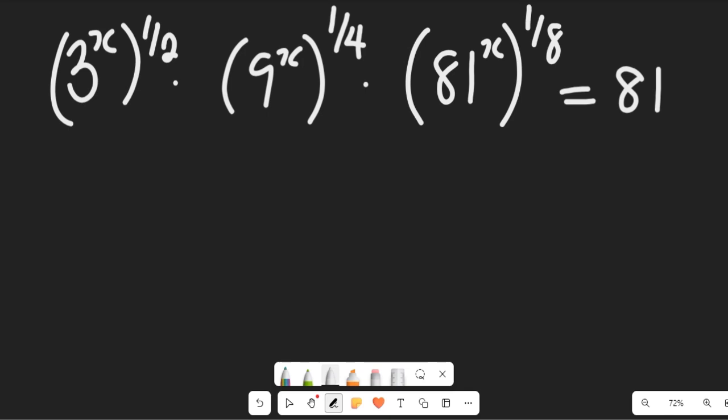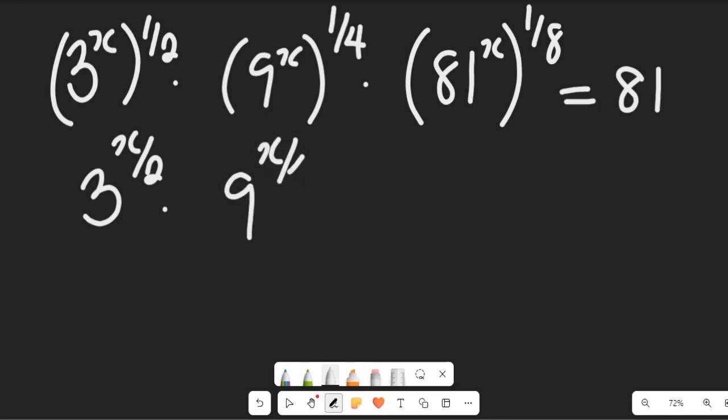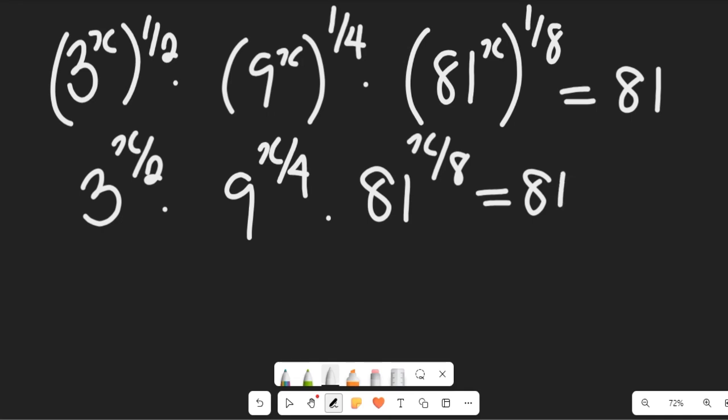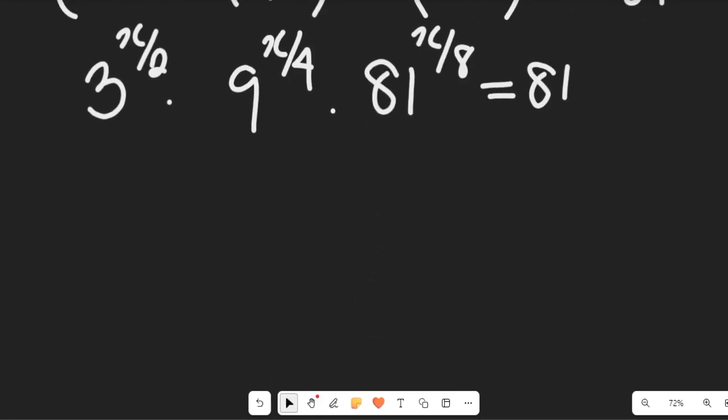Great. Now, if we simplify this further, what do we arrive at? The exponents will still multiply. This will give us 3 to the power of x divided by 2, multiplied by 9 to the power of x divided by 4, multiplied by 81 to the power of x divided by 8. And all this will be equal to 81. Great. Now look at this very well. We are going to simplify such that they will all have a common base.